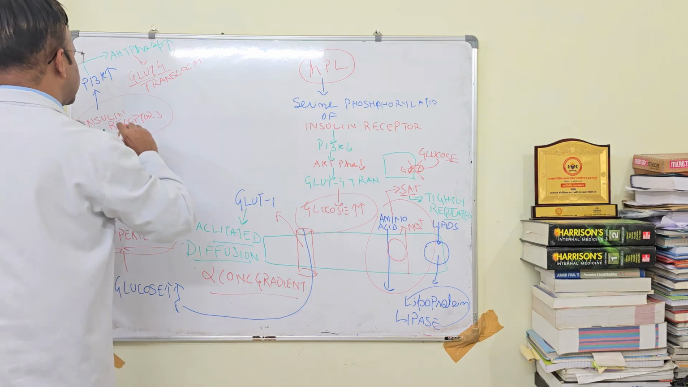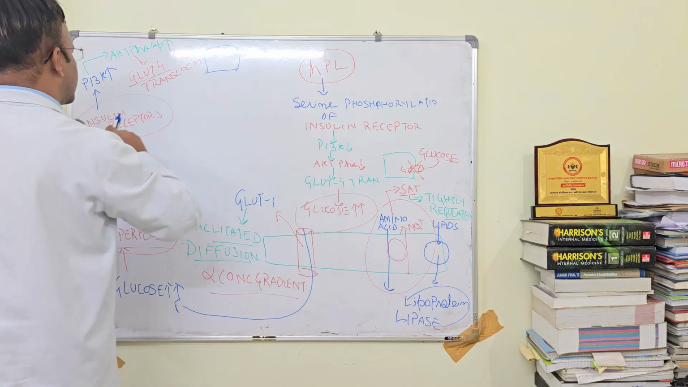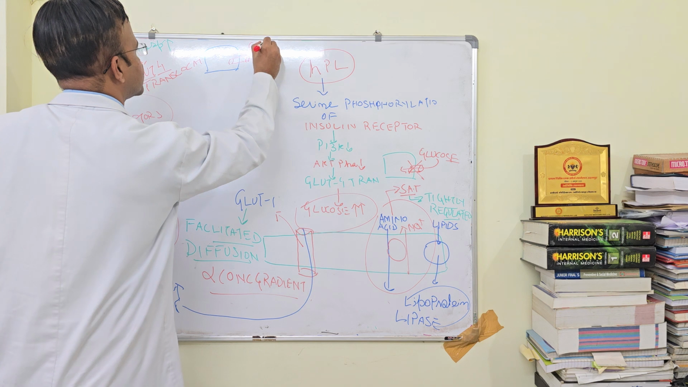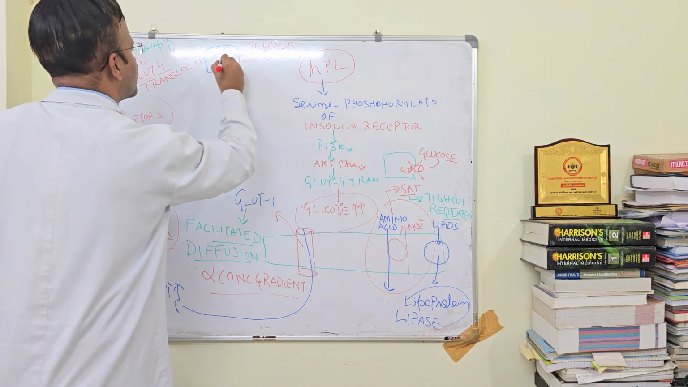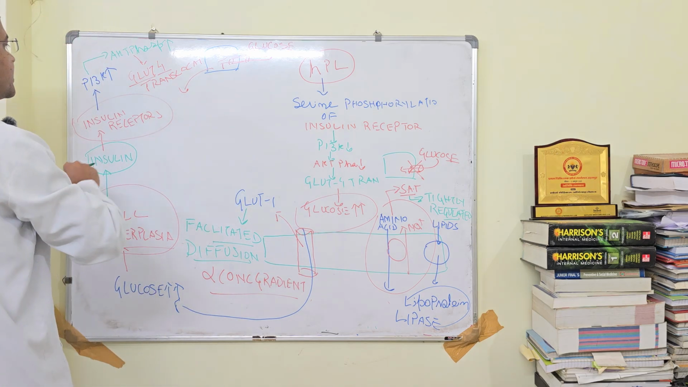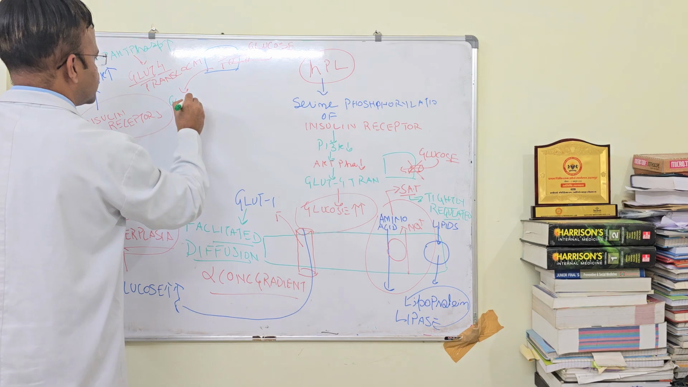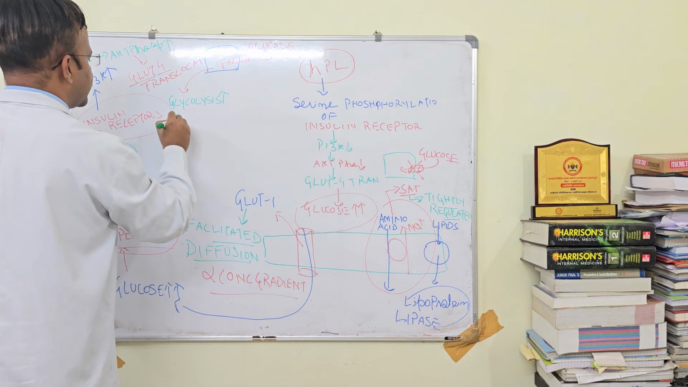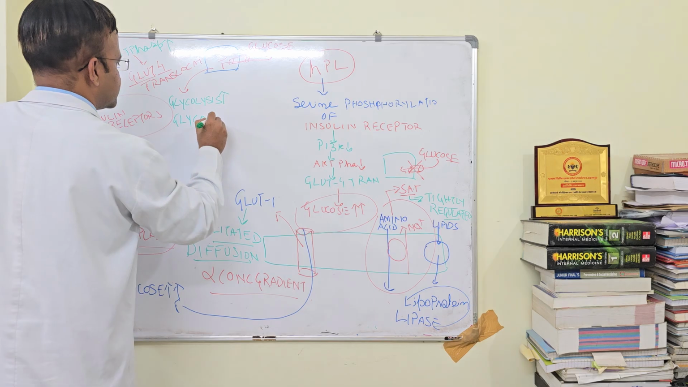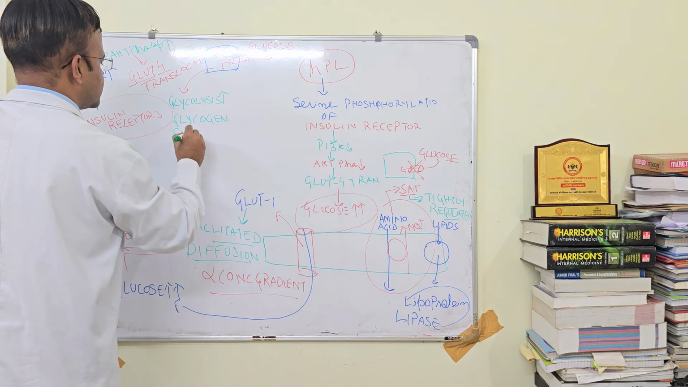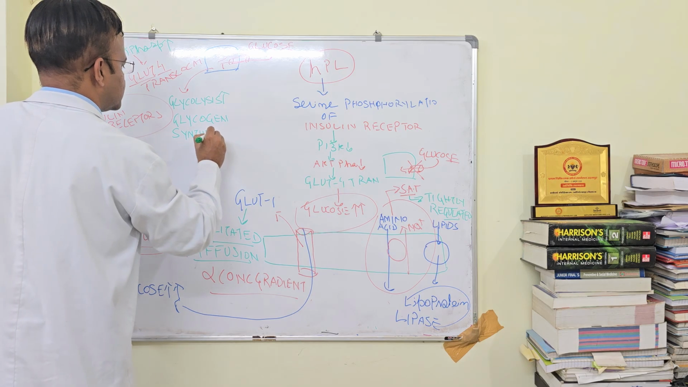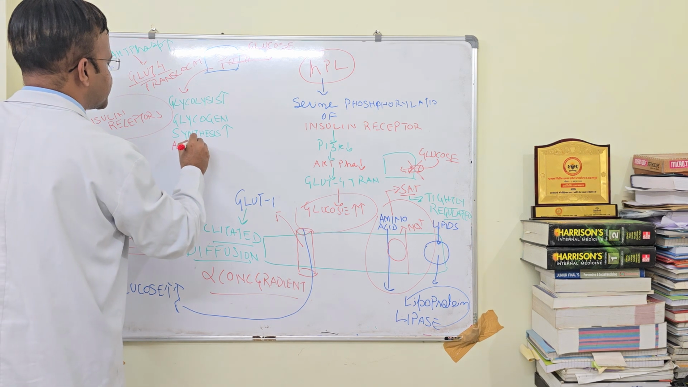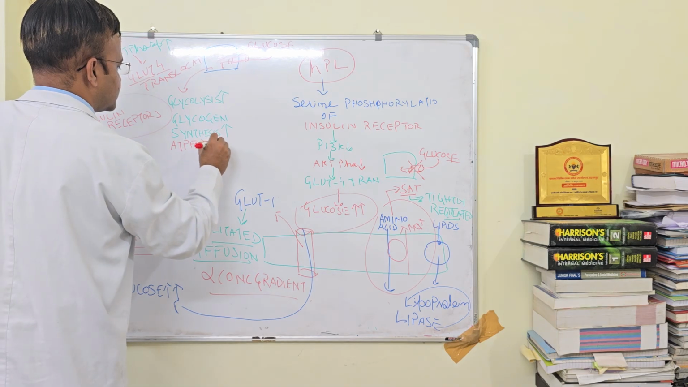Now let's make a cell. Suppose this is a cell and GLUT4 translocation has increased. So you will have a lot of GLUT4 channels over here and glucose will enter inside. If glucose is entering inside, what will it lead to? It will lead to increased glycolysis, increased glycogen synthesis, and what else? More ATP formation.